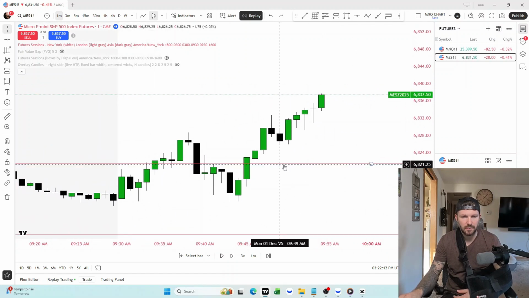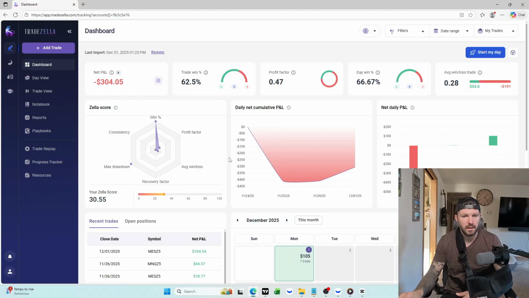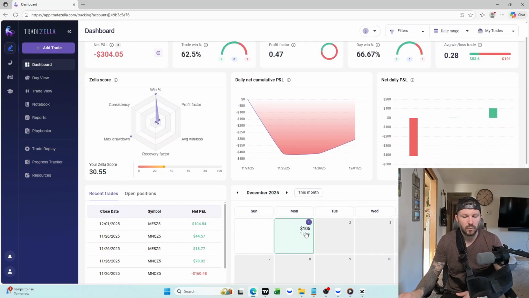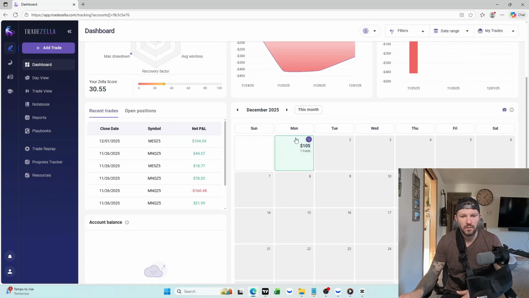$110 green day. All right, let's go ahead and jump over to TradeZella. So today, first day of the month, Monday, $105. It would have been 110, but obviously there's fees and commissions and stuff like that. So overall, since I started this trading journey, I'm down $304.